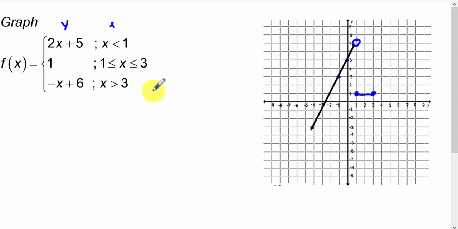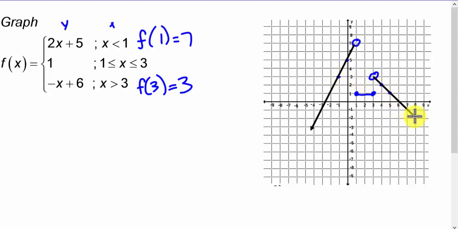Finally, when x is 3, so let's just remind ourselves, I plugged a 1 in and got out a 7. Here I'm going to plug a 3 in and get out a 3. So when x is equal to 3, y is equal to 3, but it can't be included because it says this is only when x is greater than 3. So now I have a slope of negative 1, so I go down 1, over 1 to the right, do that a couple of times, and then I will draw a line to go through that, like so. And there's my piecewise function.